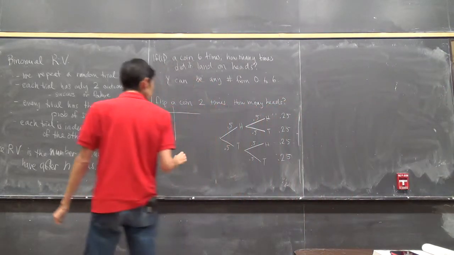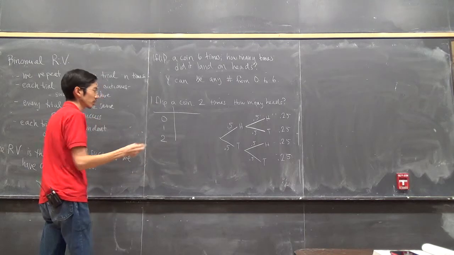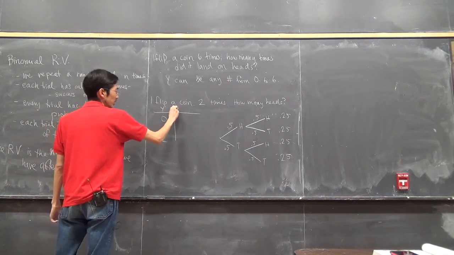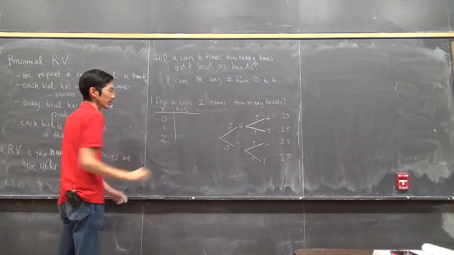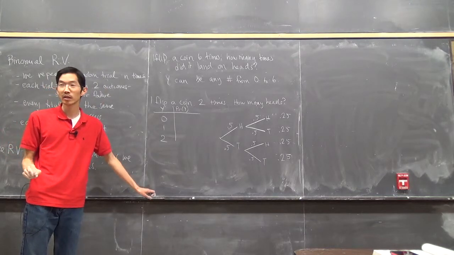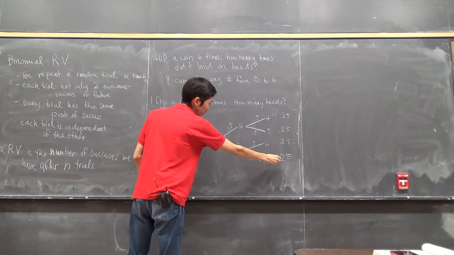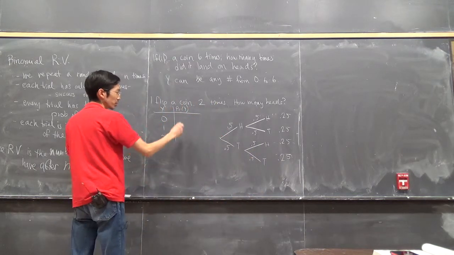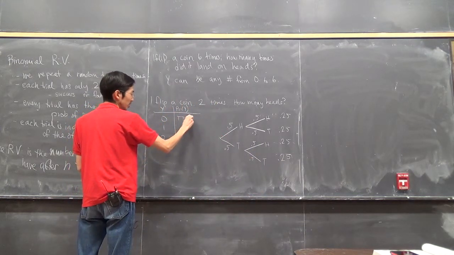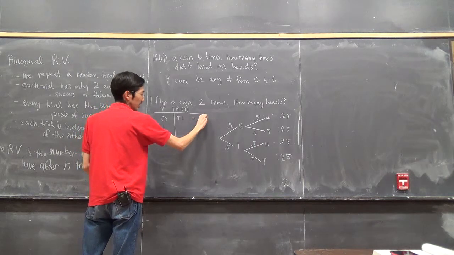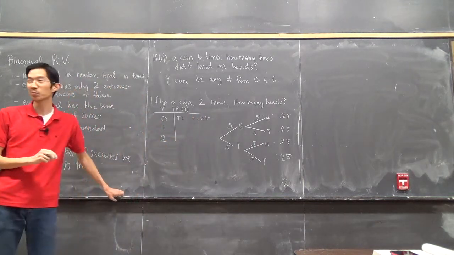So if I flip a coin 2 times, what is the probability that I get 0 heads? Okay. For that to happen, I would have to get tails, tails, and that would be 0.25. So I must get tails, tails, and the probability of that happening is 0.25.